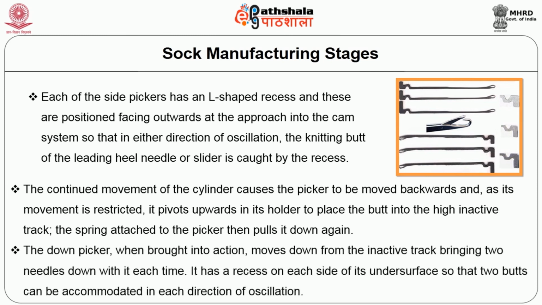The down picker, when brought into action, moves down from the inactive track, bringing two needles down with it each time. It has a recess on each side of its under surface, so that two butts can be accommodated in each direction of oscillation.